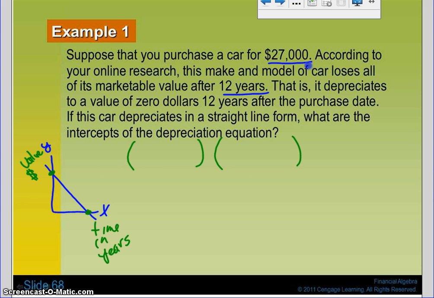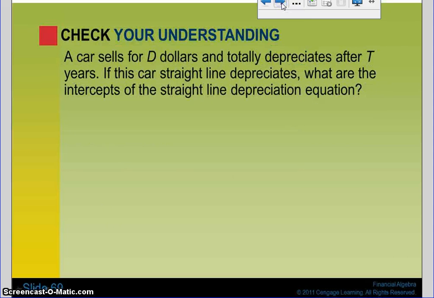So the first one let's look at is the x-intercept, and then we'll look at the y-intercept. It's saying that at 12 years, the car will be worth zero. And that's our first intercept. Now the second one, at 0 years, how much is the car going to be worth? And the answer to that is its new car price, so it will be $27,000. So my intercepts are (12, 0) and (0, 27,000). Please press pause, go ahead and solve for this, come back when you're ready.